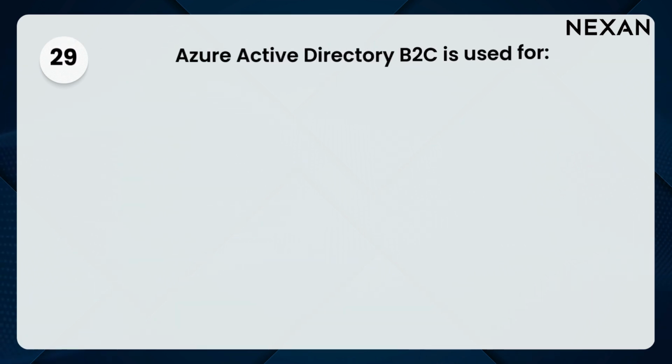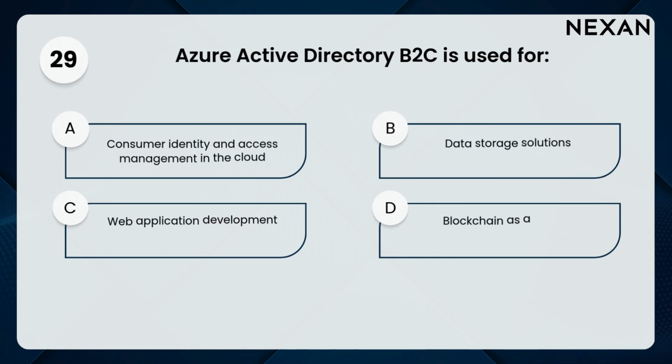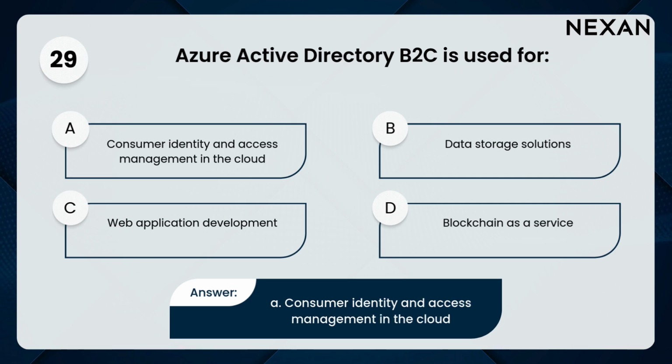29. Azure Active Directory B2C is used for A. Customer identity and access management in the cloud. B. Data storage solutions. C. Web application development. D. Blockchain as a service. Answer. A. Consumer identity and access management in the cloud.